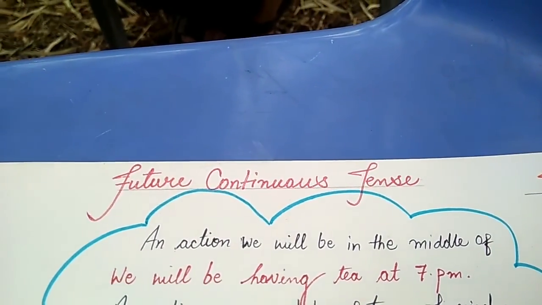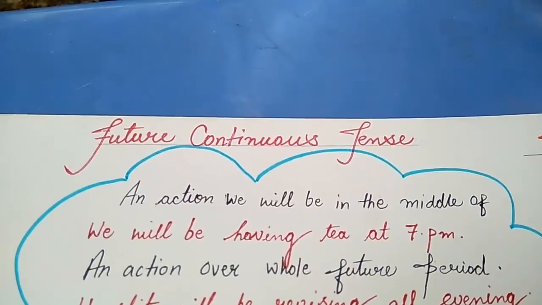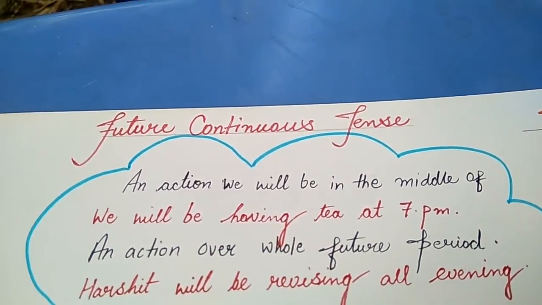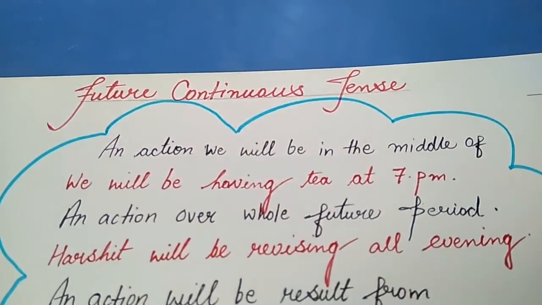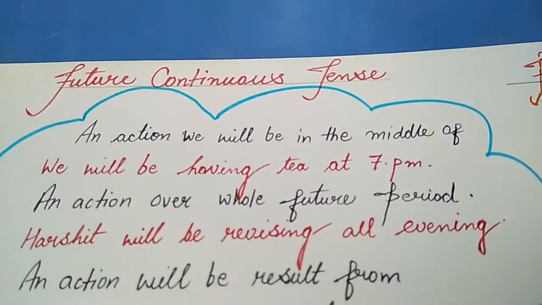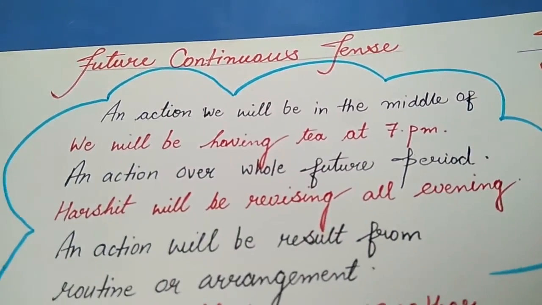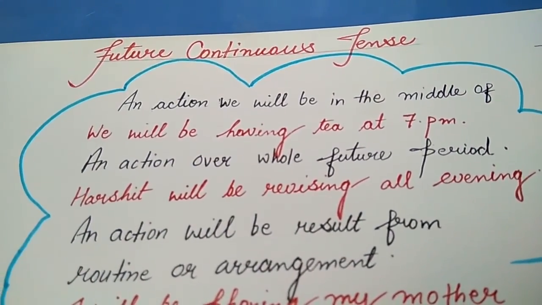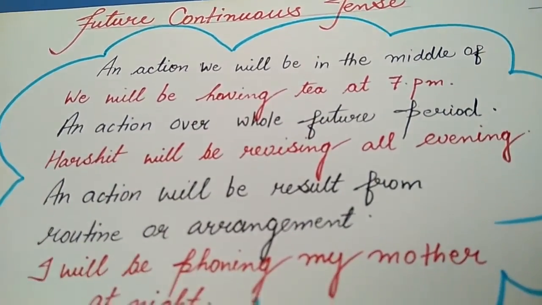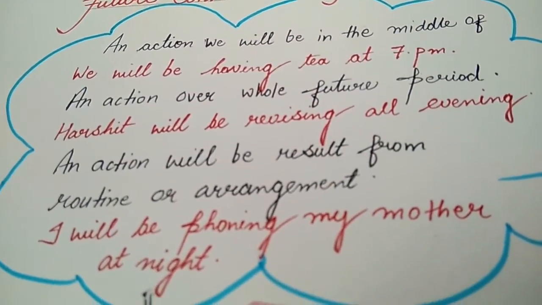An action we will be in the middle of. Example: we will be having tea at 7 p.m. An action over a whole future period. Harshit will be revising all evening. An action that will result from routine or arrangement. Example: I will be phoning my mother at night.